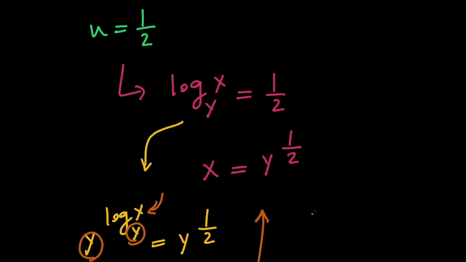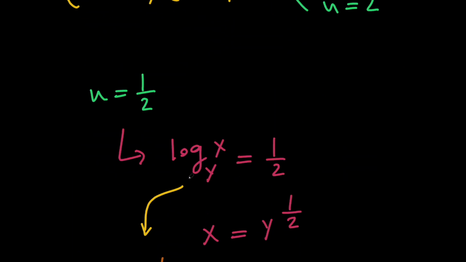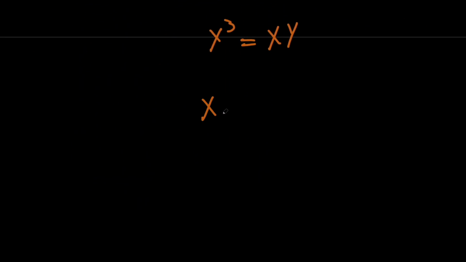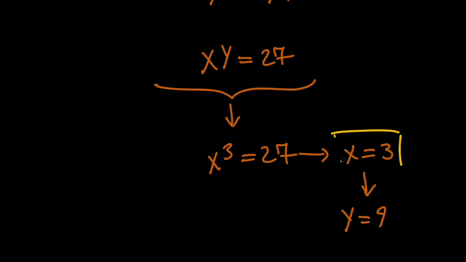But notice that x times y is equal to 27. So based on the transitive property, x cubed equals 27, and therefore x equals 3. Now, since x equals 3 and x times y equals 27, we can clearly see that y equals 9. So x equals 3 and y equals 9 is the first solution to our system of equations.